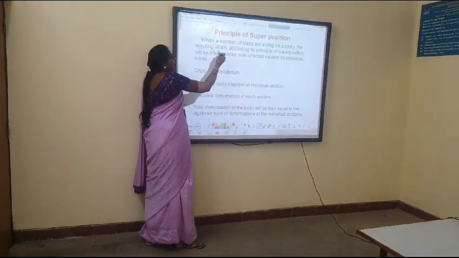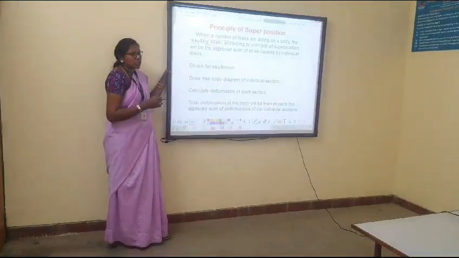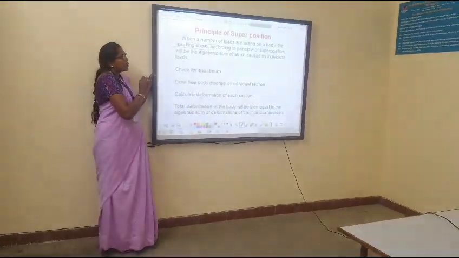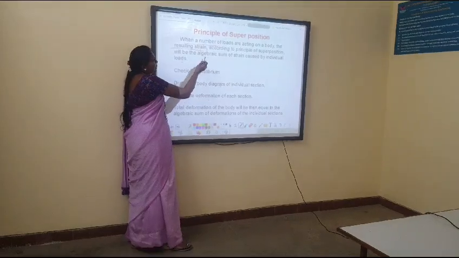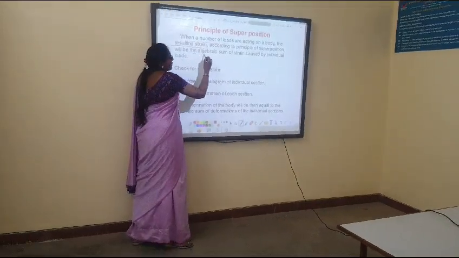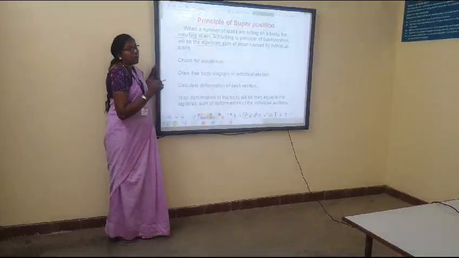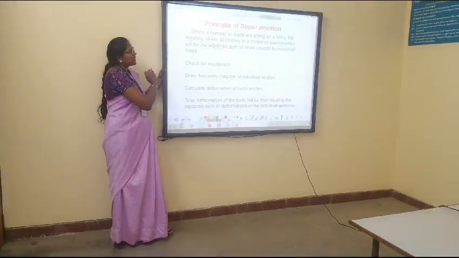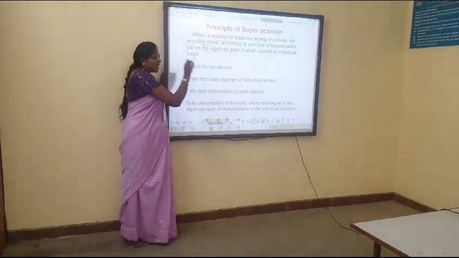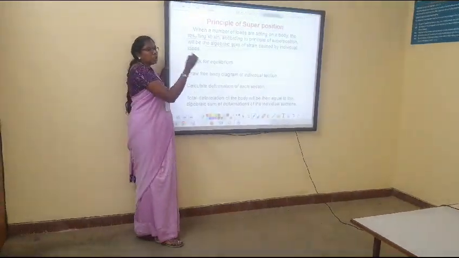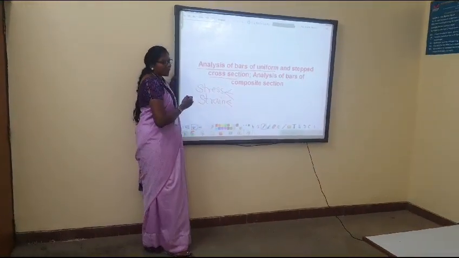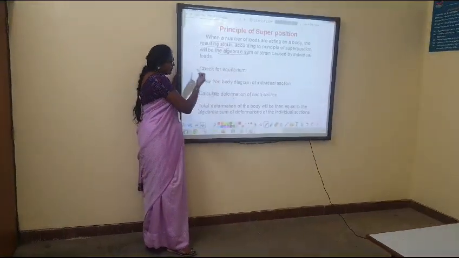Your task will be asked to determine the resultant strain. What will be the final strain because of these loads? So according to the principle of superposition, the resultant strain will be the algebraic sum of strain which is caused by the individual loads. We are going to apply this principle to solve the problems of uniform and stepped cross section. So this is our task today.